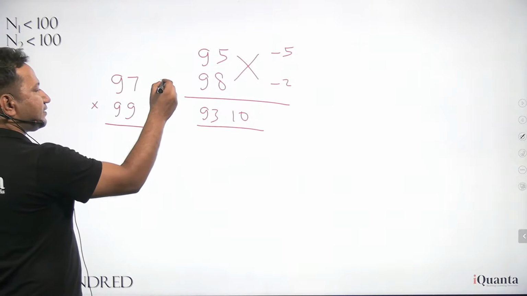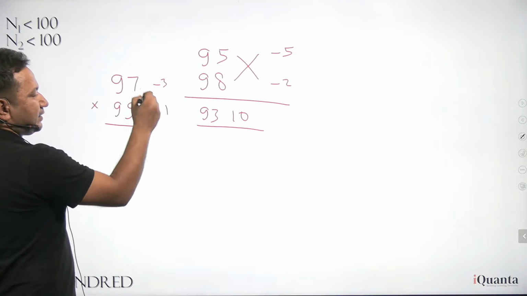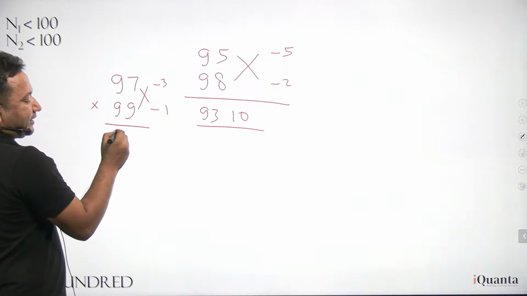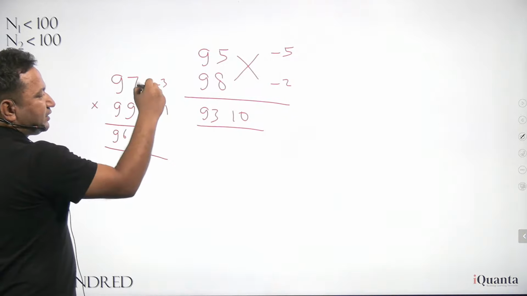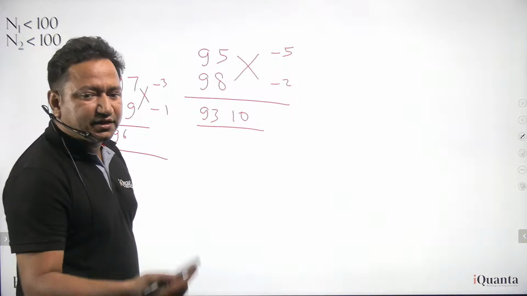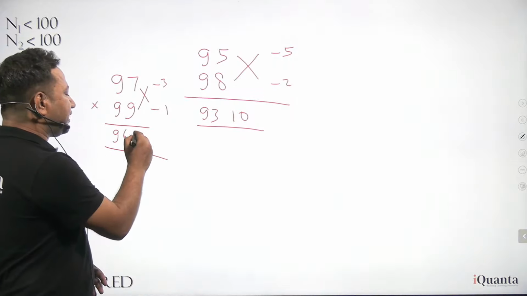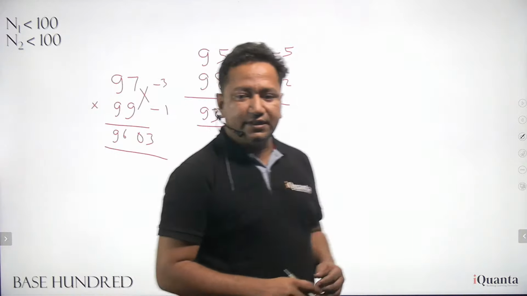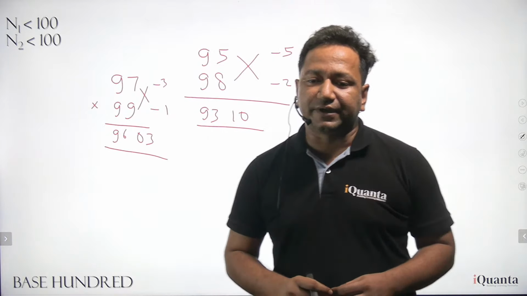97 is 3 less, 99 is 1 less. We get 96 over here. And 1 3s are 3, it's a single digit number. We'll have to put a 0 and we get 03. So the answer is 9603.